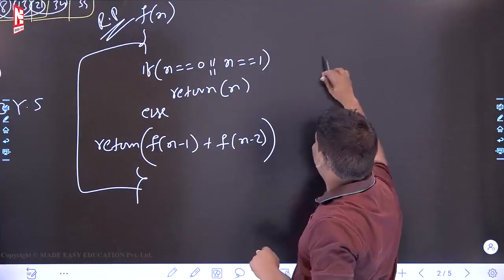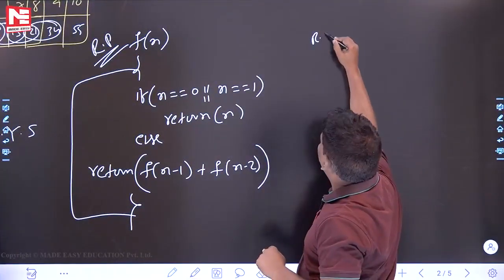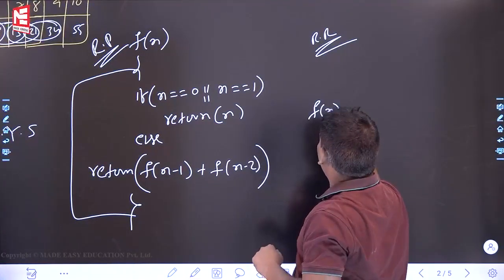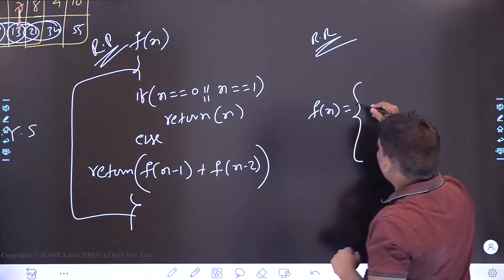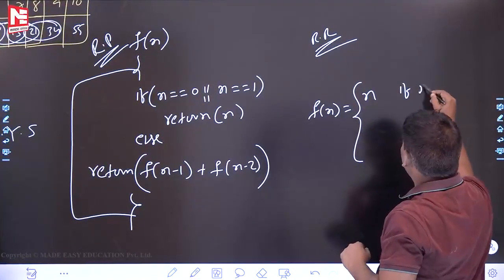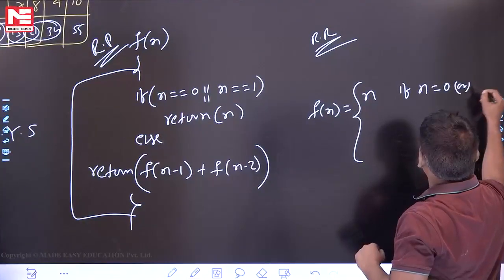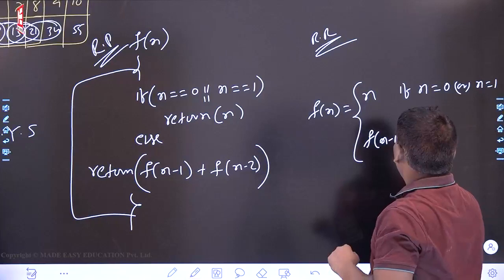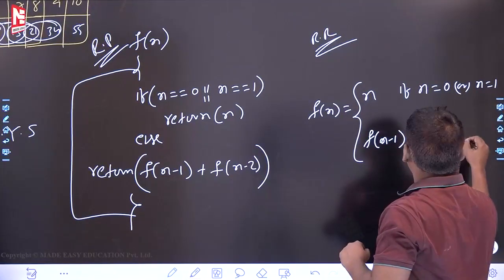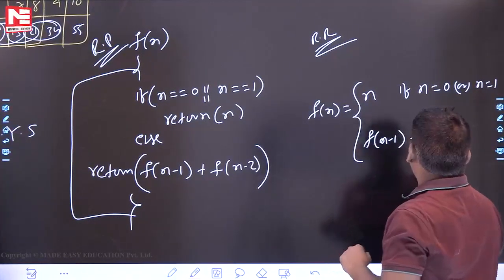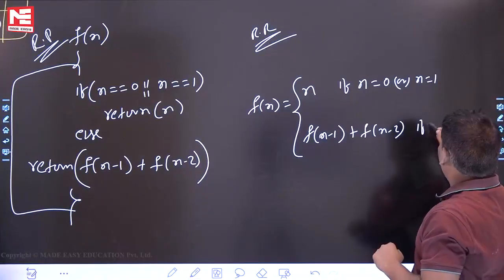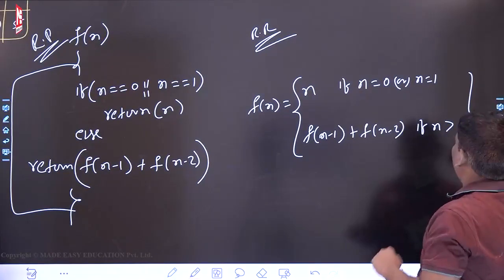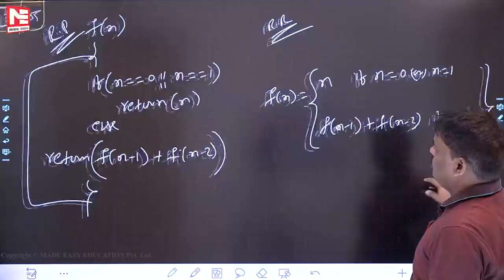Let's go to the recurrence relation. Everyone knows recurrence relation writing is very simple. Recurrence relation. First one, second one. See this one. Fibonacci of n is equal to, what is the answer? Fibonacci of n is equal to n if n is equal to 0 or n is equal to 1. Otherwise, what is the answer? F of n minus 1 plus F of n minus 2, if n is greater than 1. This is the story.